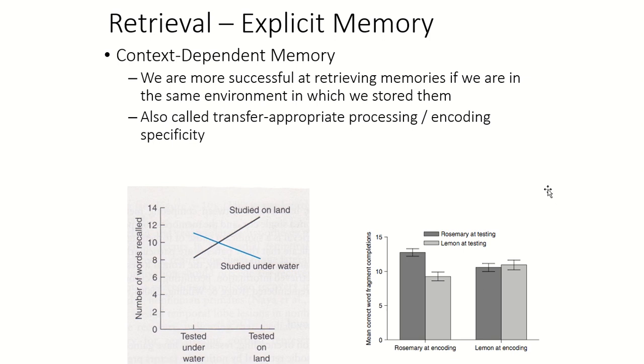A second demonstration that shows this too is that you can do the same thing by having a room smell like rosemary or lemon, and then either they're tested in the same smell room or in a different smell room, and you see that especially in this case it seems that the rosemary was very salient and actually led to a memory benefit, that if people studied with rosemary smell and were tested with it, they actually did substantially better than if they were studying with rosemary and then being tested with lemon. So same sort of idea, the more there's an overlap in context, the better people did.